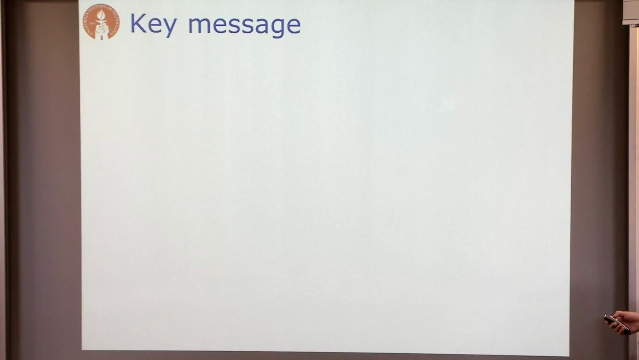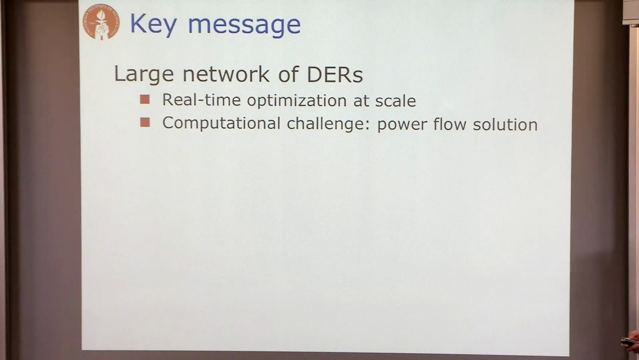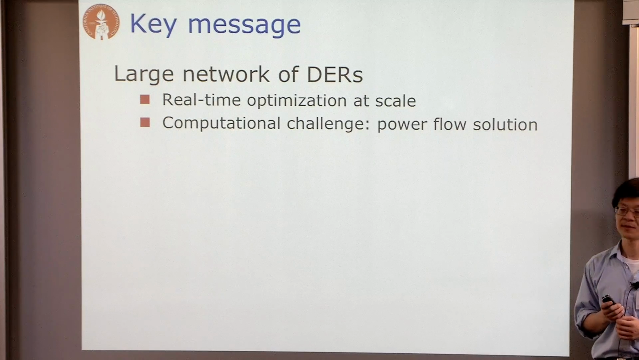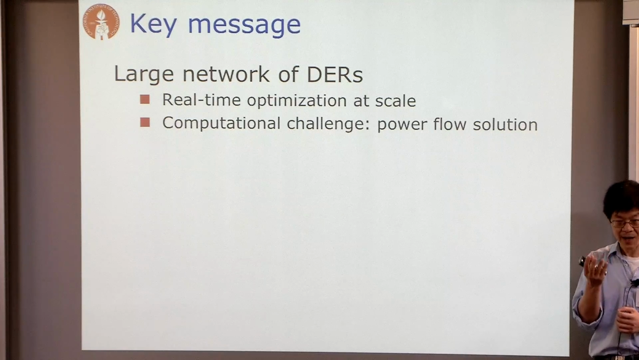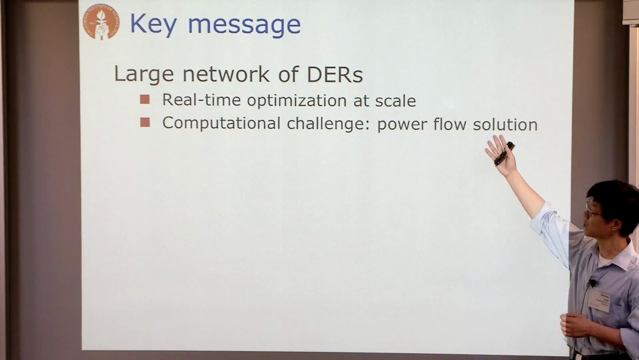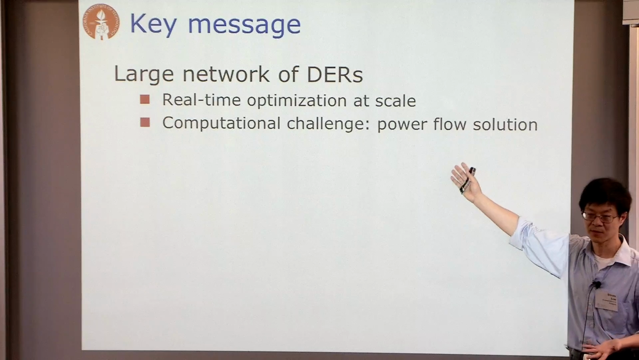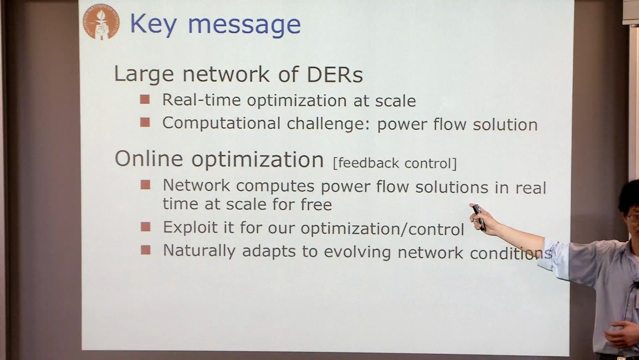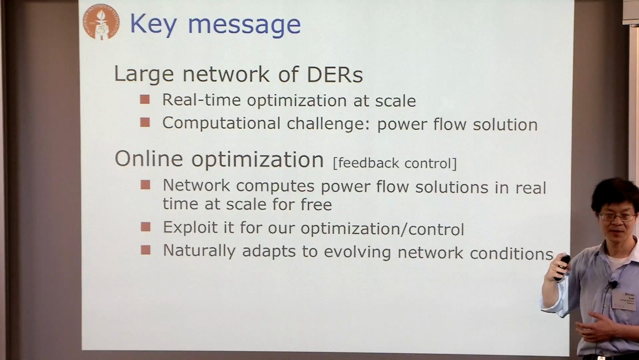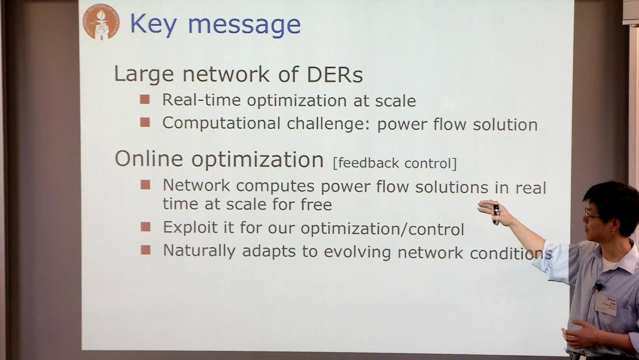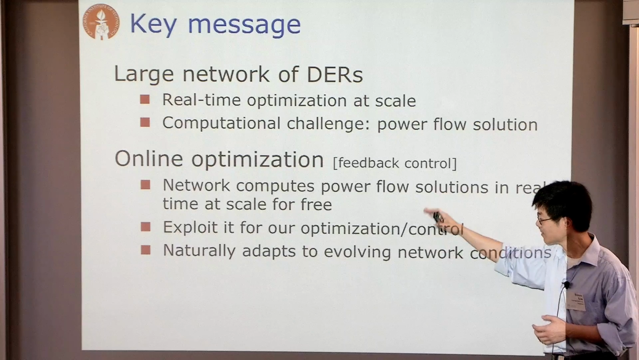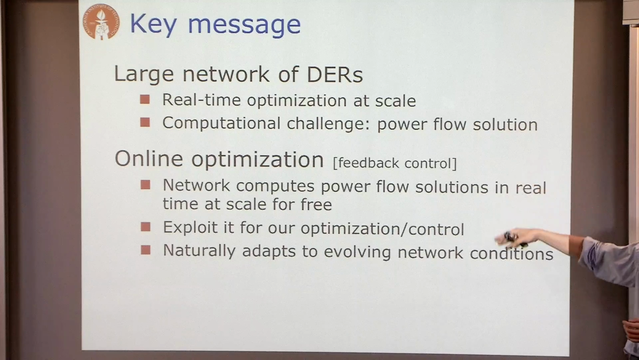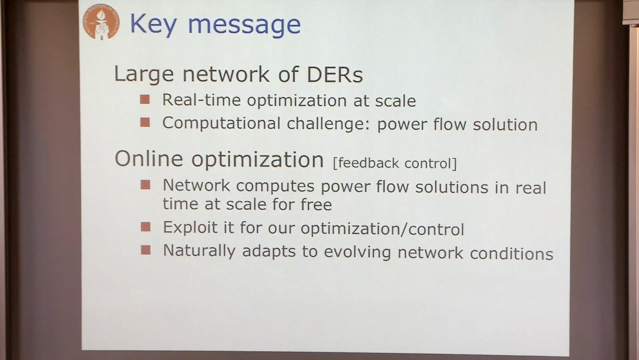And in that network, we think a lot of the applications in that kind of environment will require real-time optimization control. And a lot of the computational challenge, one of the computational challenges underlying them, is to explicitly or implicitly solve power flow equations, which we saw is difficult. But the network is actually solving that for us for free at scale in real time. And the idea is that whatever you want to do, perhaps we can exploit that. Right? And if we do that, then we will naturally get algorithms that adapt to evolving network conditions. So that's the online, the real-time part for the workshop.